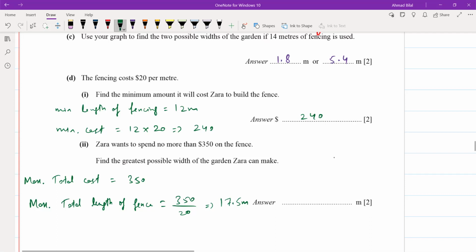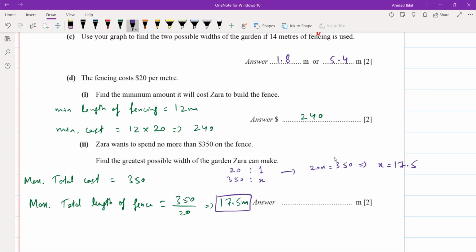Okay, another way to think about this could have been that you use ratios. You say $20 give you 1 meter of fencing. How much length will $350 give you? Let's call that x. ठीक है, इसको आप cross multiply करते, you will get 20x equals 350, and that gives you the value of x, that is 17.5. तो हमारे पास 17.5 meters total length of fencing चाहिए.